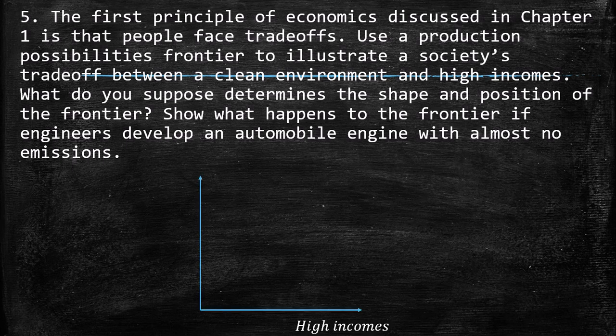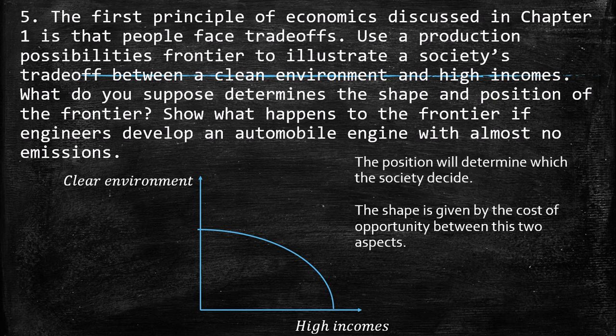So here, instead of guns and butter, we have high incomes and a clean environment. This is our usual production possibilities frontier. The position will determine which point the society decides on. The shape is given by the opportunity cost between these two aspects. So we can see here the trade-off. What does it mean? If I want higher incomes, I need to sacrifice a cleaner environment. On the opposite side, if I want a cleaner environment, I need to sacrifice high incomes. So this is the shape and position of the frontier.